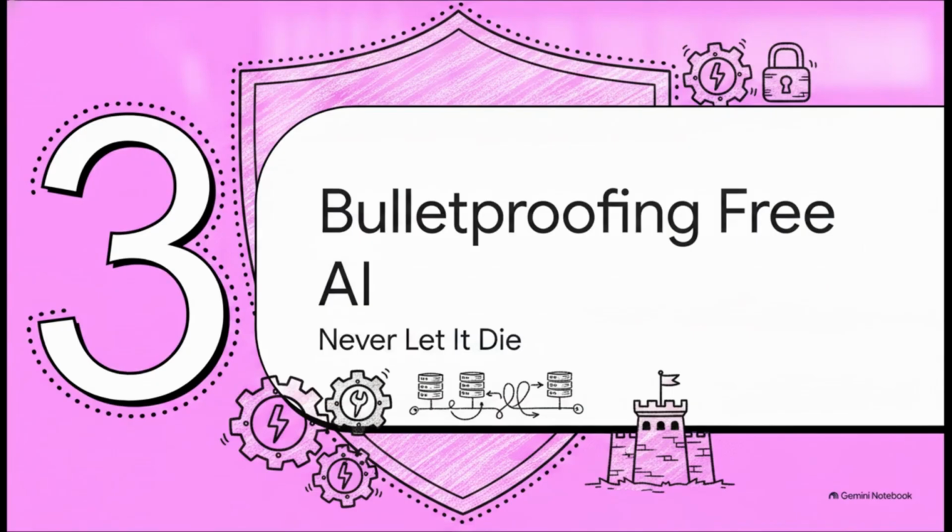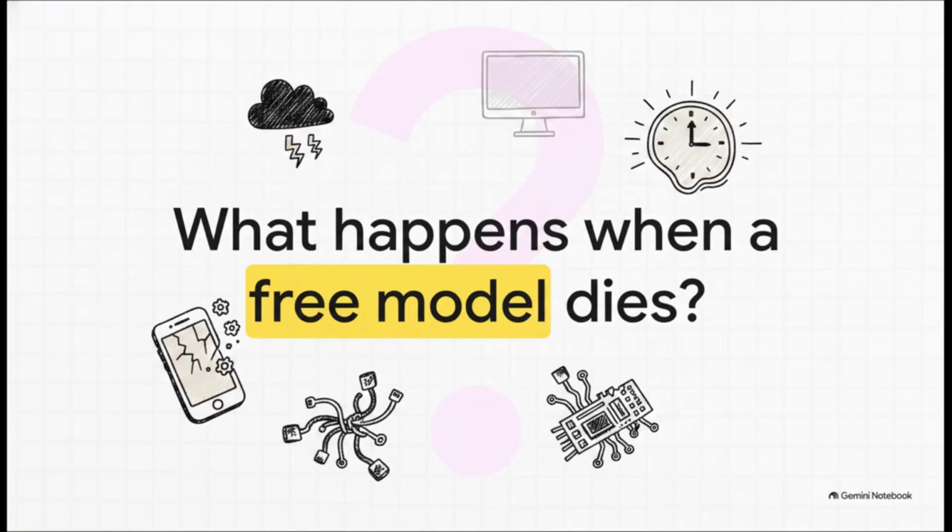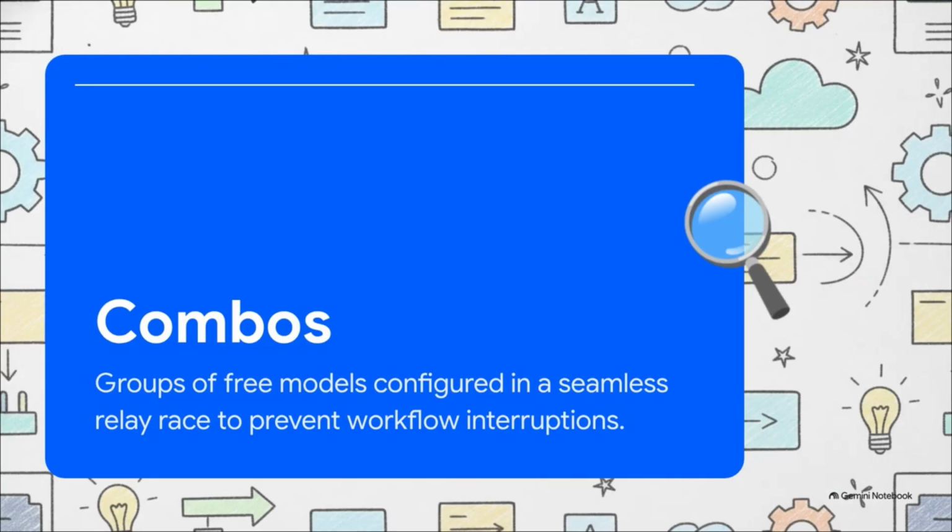Which brings us to Section 3, bulletproofing free AI models, ensuring your setup never dies. Now, having free models is an absolute game changer for sure, but relying on them for actual work introduces a brand new set of risks, like what actually happens when a free model just dies. As we saw in the test data, free models hit usage limits. Sometimes they buckle under server load, or they just vanish overnight. So how do we make sure you aren't right in the middle of a massive coding project only to have your whole workflow instantly destroyed? The answer is this brilliant feature called combos.